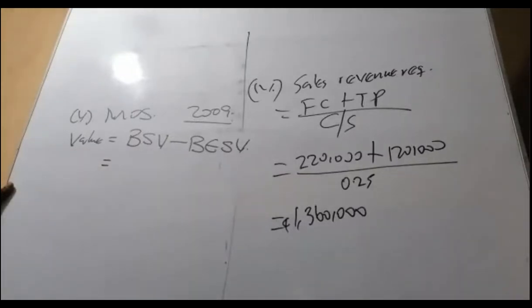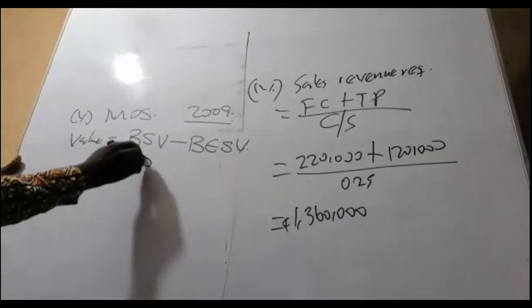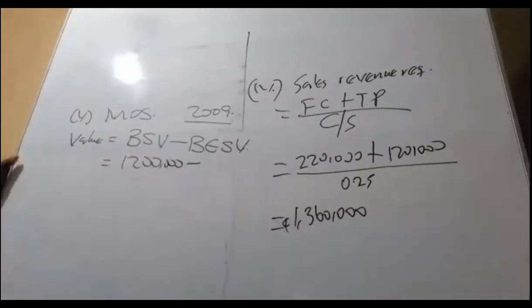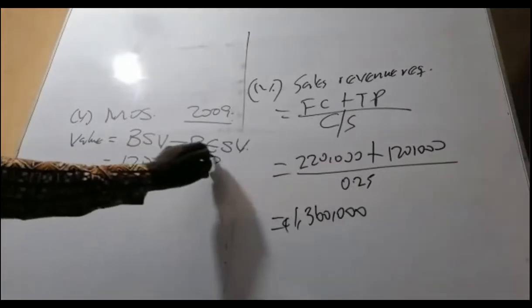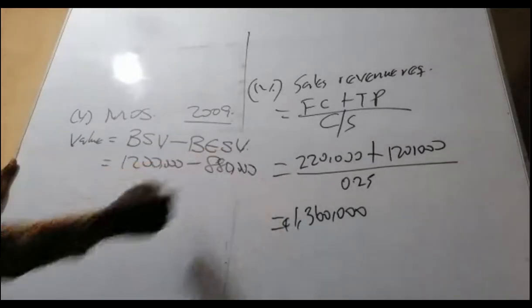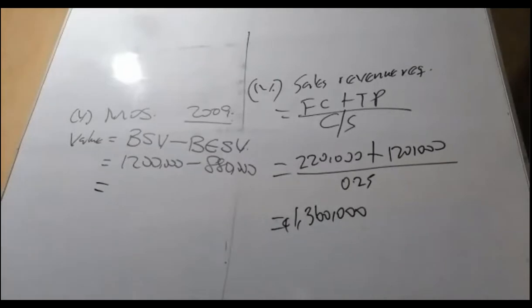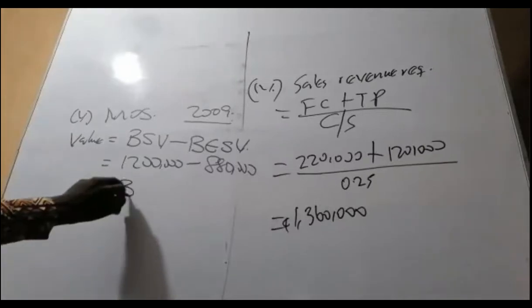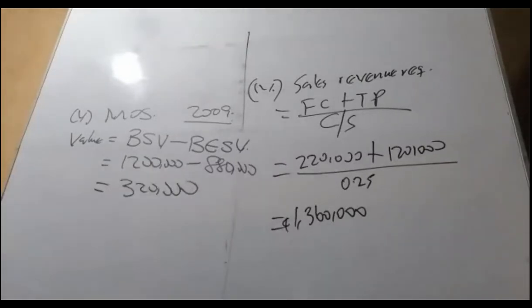So budgeted sales revenue for 2009 is worth 1.2 million. But the break-even sales value is still the same. We had the break-even sales value, yes, it's 880,000, right? So that's the margin of safety in terms of value. That gives us 320,000 Ghana cedis. Agreed?